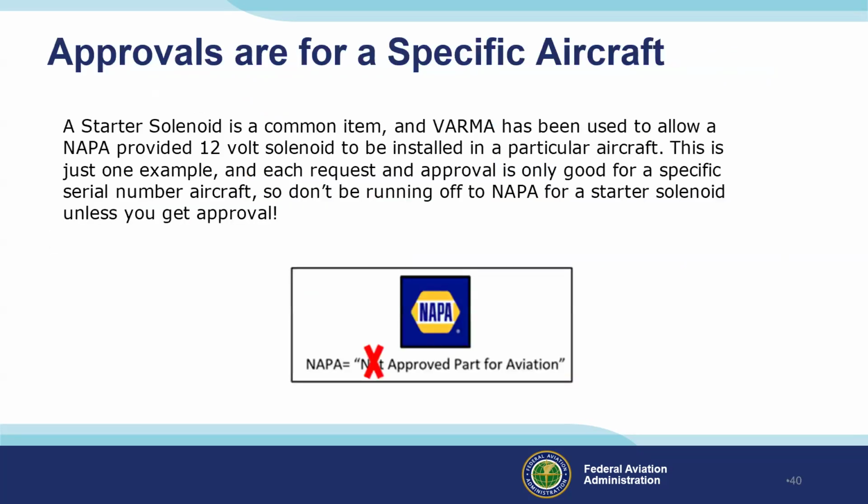Now, remember where we said NAPA means not approved part for aviation? Well, a starter solenoid is a very common item, and VARMA was used to allow a NAPA provided 12-volt solenoid to be installed in a particular aircraft. And that's just one example. Each request and approval is only good for a specific serial number aircraft. So don't do this unless you have approval from VARMA.